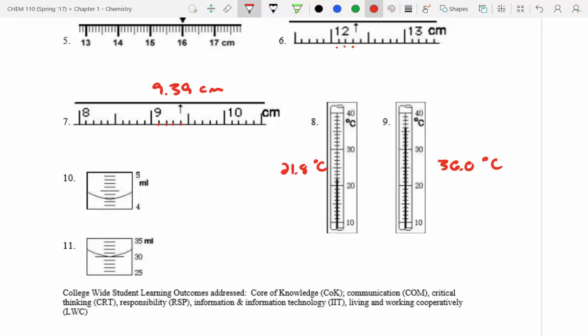So what do you guys think the volume is here? If we go up, I'd say it's definitely above 4.1, above 4.2. Is it above 4.3 or below? A little bit below, I would say. So 4.29 maybe? And we have milliliters. All right, what about number 11?